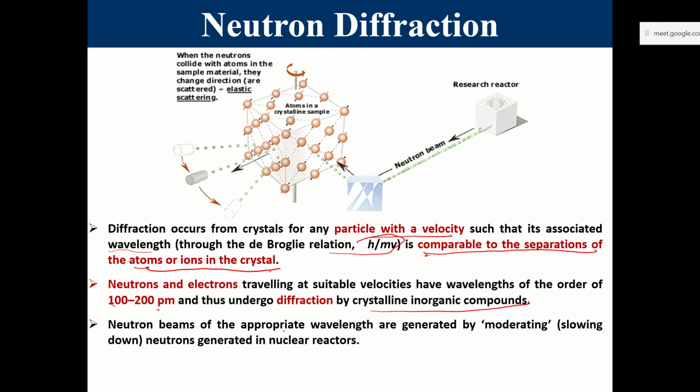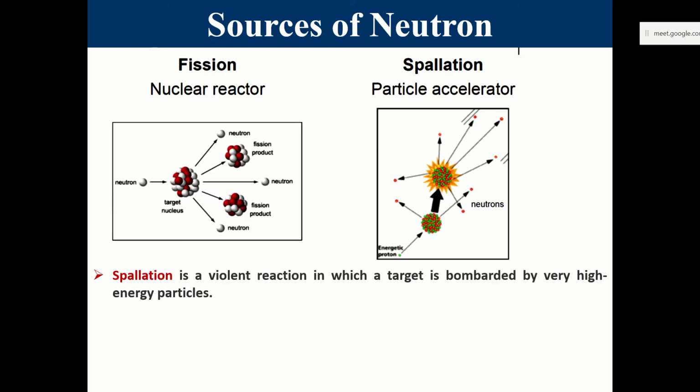Neutron beams of appropriate wavelengths are selected, generated by what? Nuclear reactors, as I told you in the previous lecture. This is why you need nuclear reactors. So neutron diffraction can be performed only in specific places, again at national or international level centers specifically made for research grade nuclear reactors. So this is the common thing.